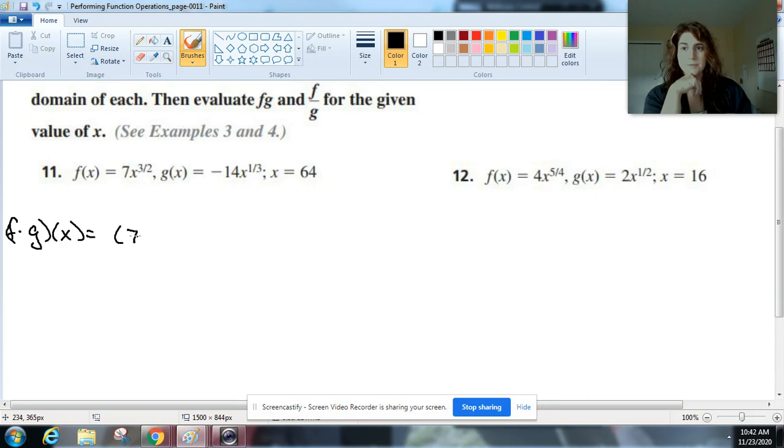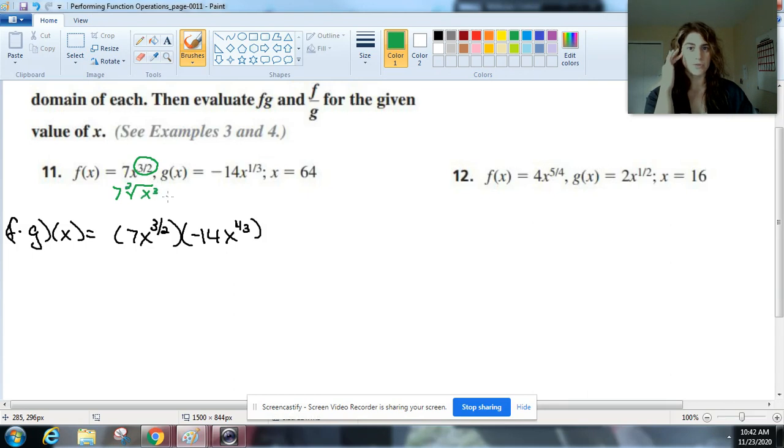When you do problems with rational exponents, you're just going to simply apply your exponent rules. But before I start that, I want to take note of, well, what do those exponents actually mean? So a 3/2 actually means this is 7 square root of x cubed. Again, we don't tend to put the square in there, but I do have a square root of x cubed. And this one over here, x to the 1/3, means it's negative 14x cube root of x to the first.